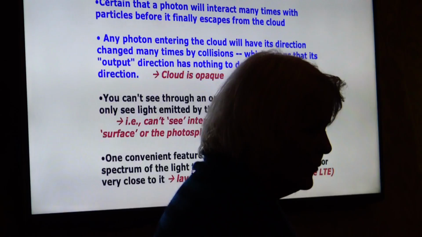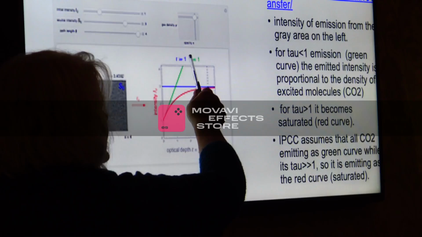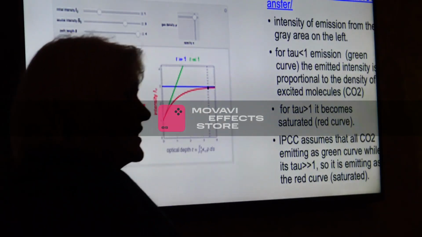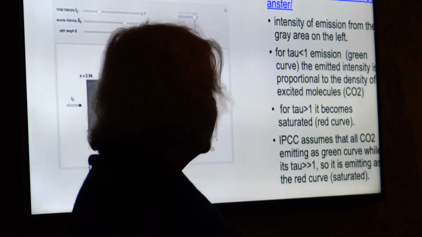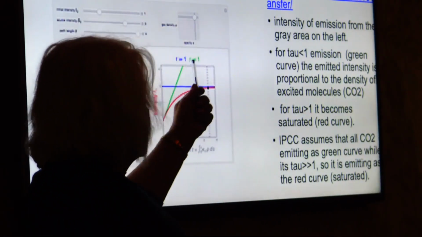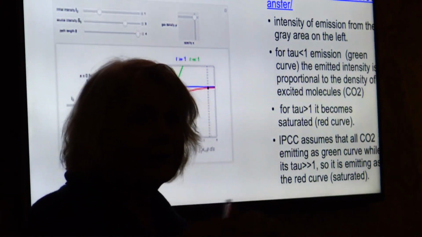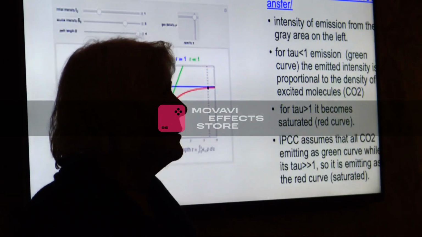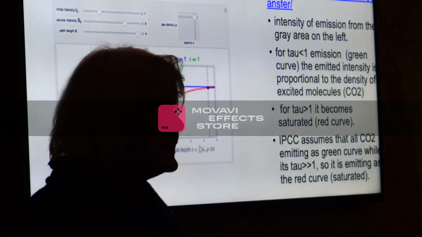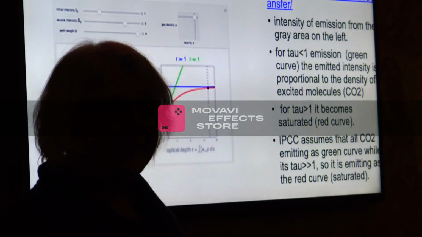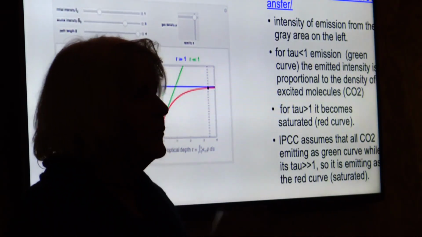So basically, what is happening with the optical thickness is, if optical thickness is less than 1, you have an increase of the radiation, the more particles or molecules you have. But if my optical thickness is greater than 1, you have saturation. You have emission only coming from the layer of optical thickness 1. But these guys, they add it all together. And this is the biggest mistake they made.